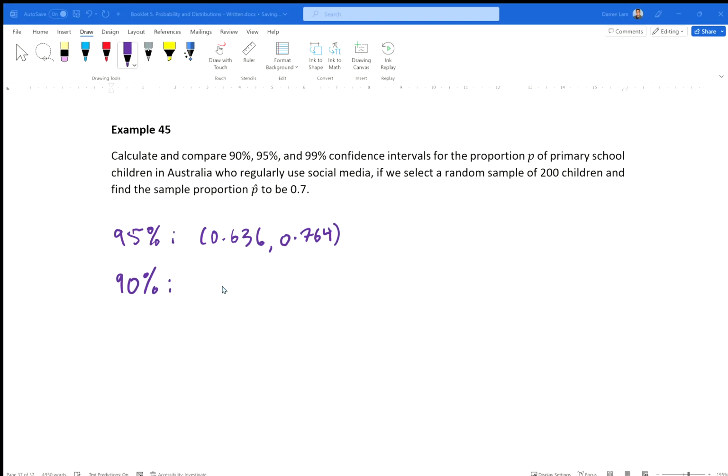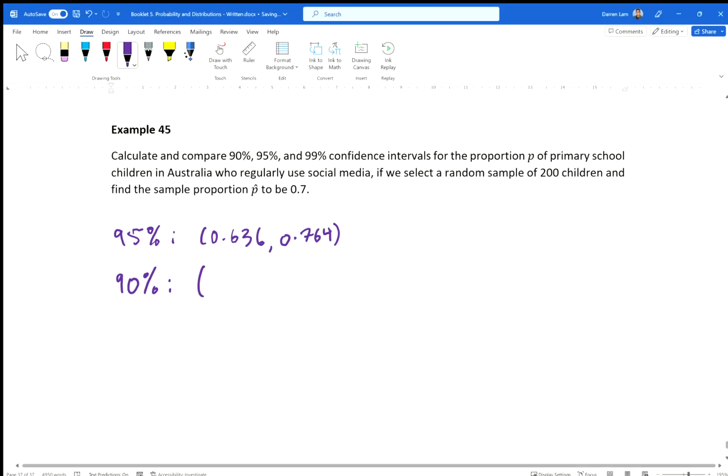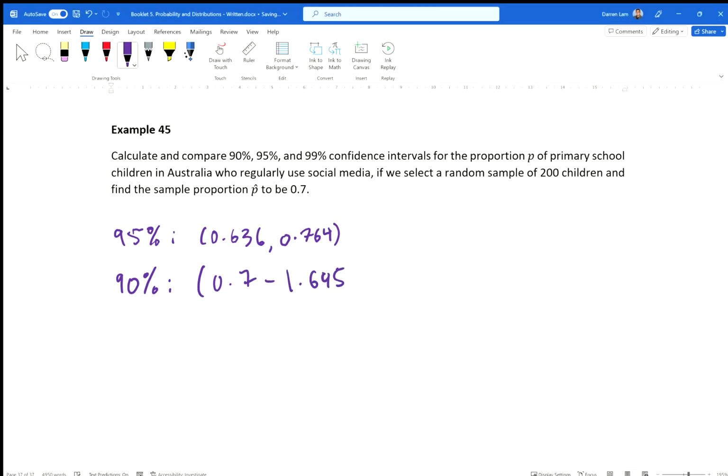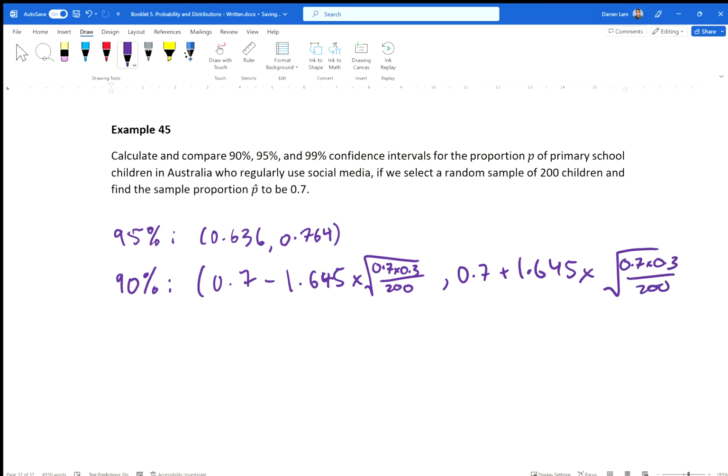I'll go through the whole process of this one. That's going to end up being 0.7 minus 1.645 multiplied by the square root of 0.7 times 0.3 over 200. This is the same thing as we've done prior. 0.7 plus 1.645 multiplied by the square root of 0.7 times 0.3, again over 200. Put it in the calculator. 0.647, 0.753.